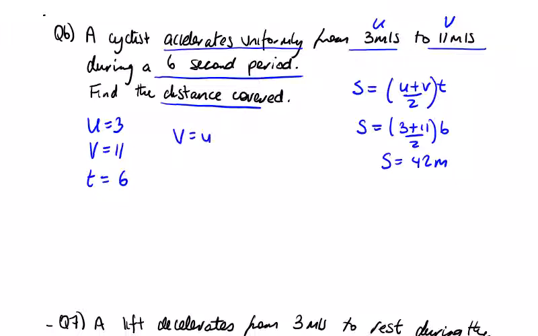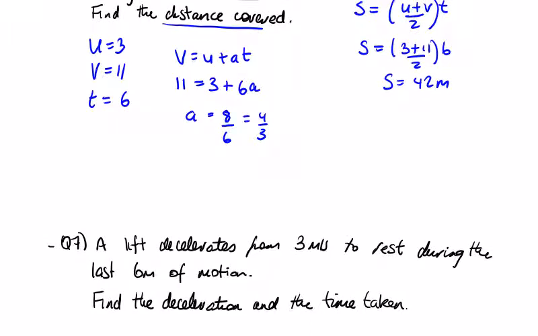You can also use V is equal to U plus AT. I'm just showing you the multi-use, that even if you pick a formula that requires another bit of work, it can still be done quite easily. So V, a final velocity 11, is equal to my initial velocity plus 6A. So A is equal to 11 minus 3, which is 8 over 6, which is 4 over 3. Now we weren't asked for the acceleration, but we could be asked for acceleration and distance. So maybe good habits to get into to find all 5 variables if we can.